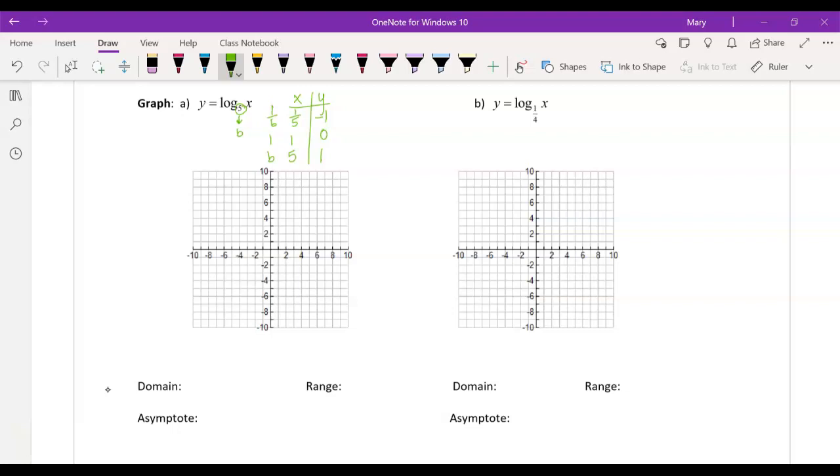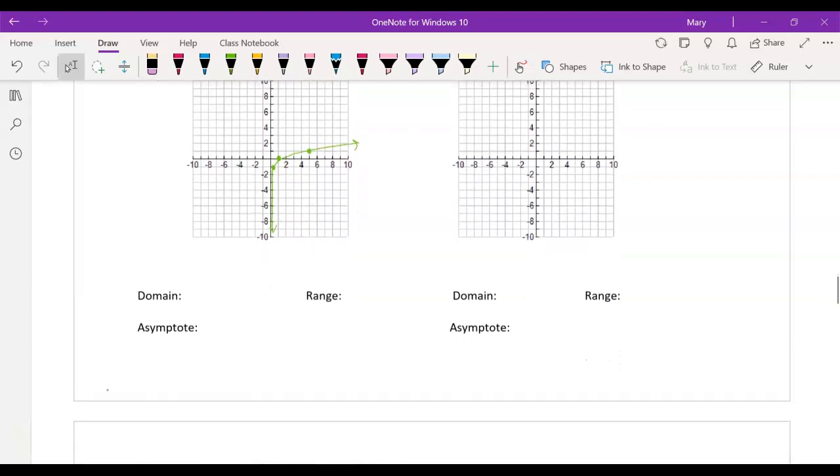So we can just go ahead and graph. 1/5 is like 0.2. So we want to go 0.2 comma -1, 1 comma 0, and 5 comma 1. Here is our graph of our logarithm.